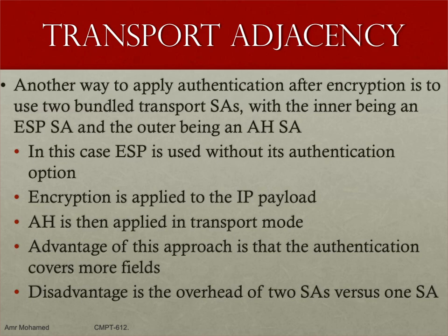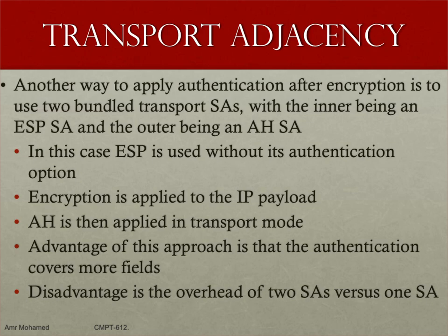So to apply authentication after encryption is to use two bundled transport security associations. As we said, we can have an AH security association, and then we can have ESP on top of that, which means that we have like two tunnels, one for authentication and one for encryption. So in this case, ESP is used without its authentication option, and then encryption is applied. Okay. AH is then applied in transport mode. The advantage of this approach is that the authentication covers more fields.